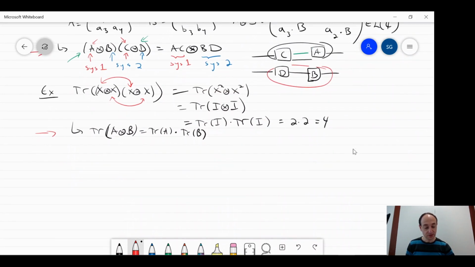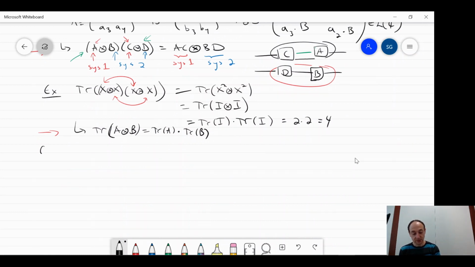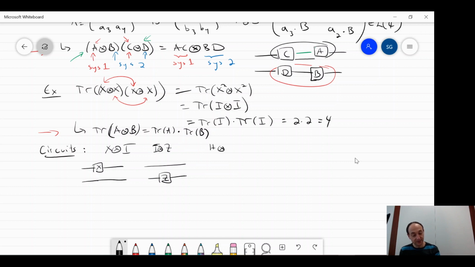Just as a sanity check, I'll do a few circuit examples to make sure you remember how this goes. If I have x tensor I, the corresponding circuit is, on the first wire I do an x, and on the second wire I could put an identity gate, but normally we just won't write anything because we don't do anything. If I say identity tensor z, that looks like this because I only act on the second system. And if I do Hadamards on both systems, that's just saying this. Ta-da, that's it.